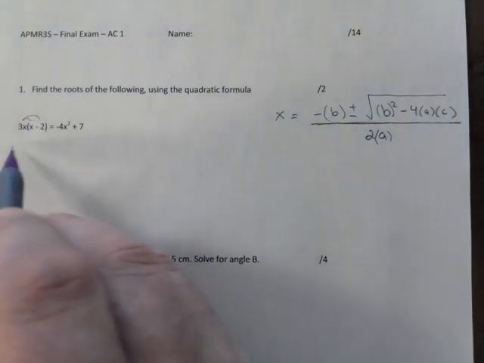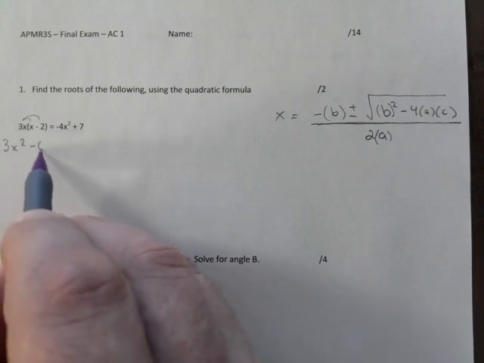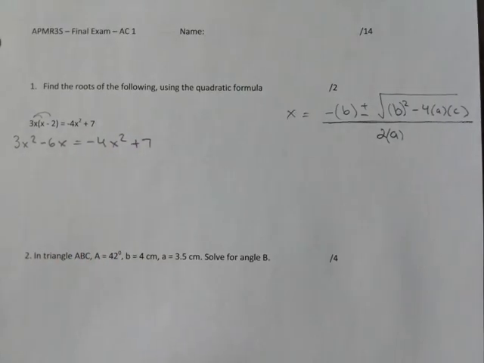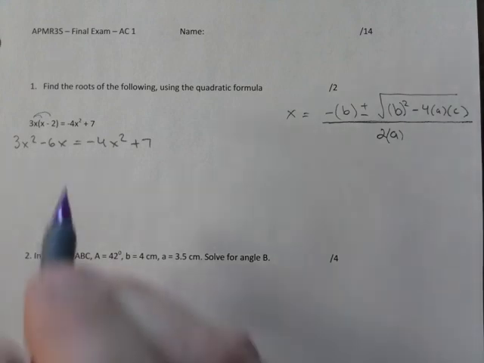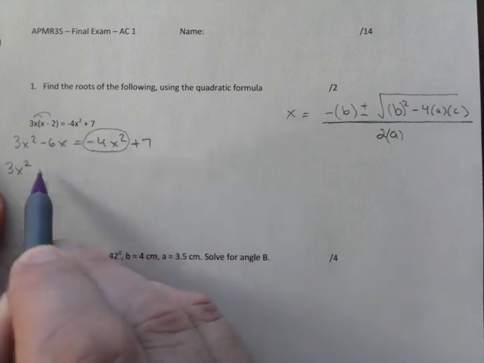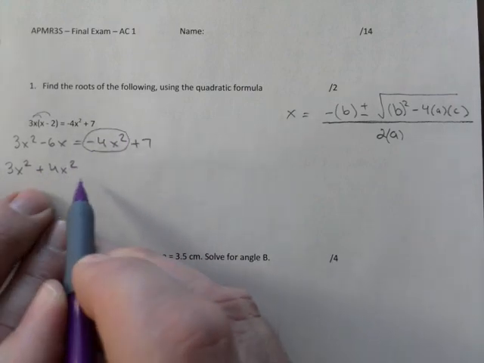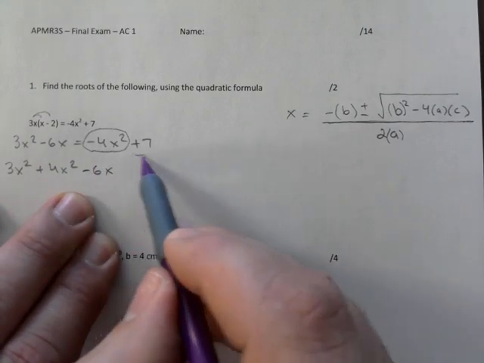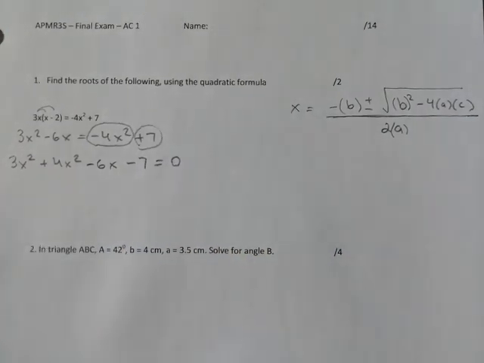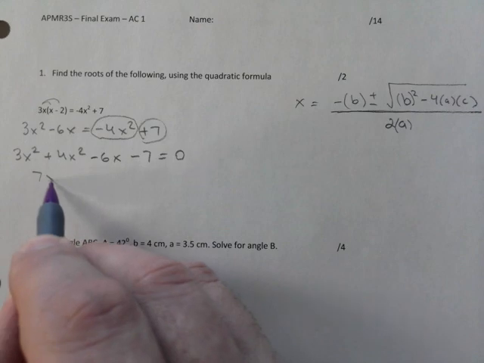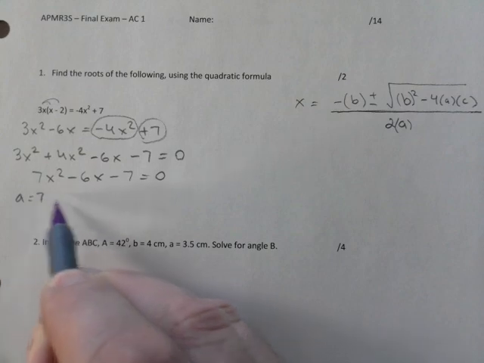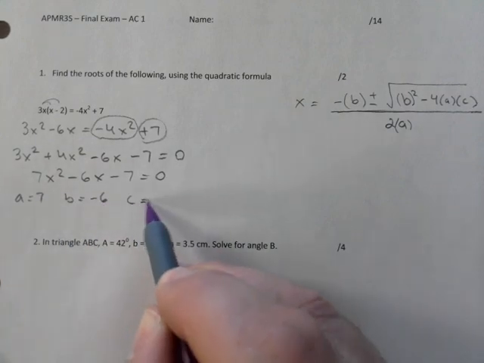Anyway, so let's distribute this. So that's 3x squared minus 6x is equal to negative 4x squared plus 7. Okay, that should be your first step, distributing that. Then bring everything over to the left, right? So it's 3x squared. This 4x comes over adding. The negative 6x is already there. Then the 7 comes over subtracting like that, and that equals 0. That's what you want to do, right? And then combine your like terms. That's 7x squared minus 6x minus 7 is equal to 0. Perfect. A is equal to 7, B is equal to negative 6, C is equal to negative 7.